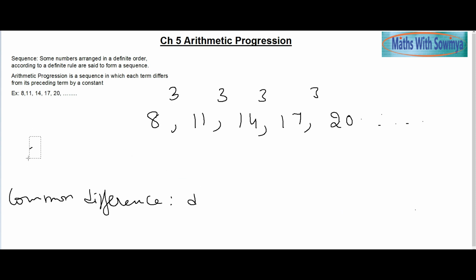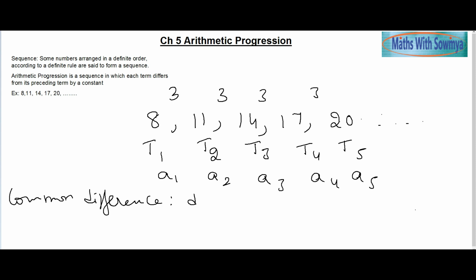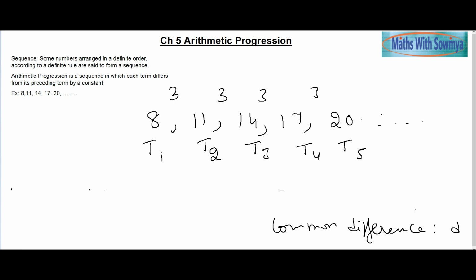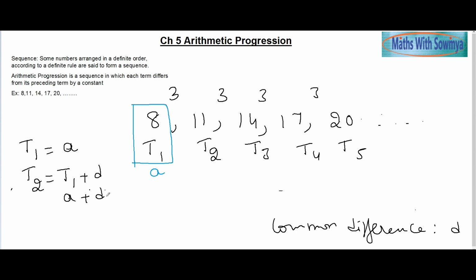Each term, here we can call each term T1, T2, T3, T4, T5, or even you can call them A1, A2, A3, A4, A5, anything you can say. Now, T1 is nothing but your first term, which we call A. So whatever your first term is, you can call it A here. The second term is nothing but the first term plus D. You can see this is A plus D.